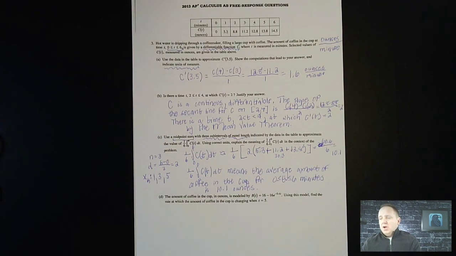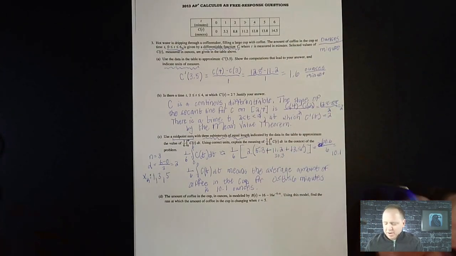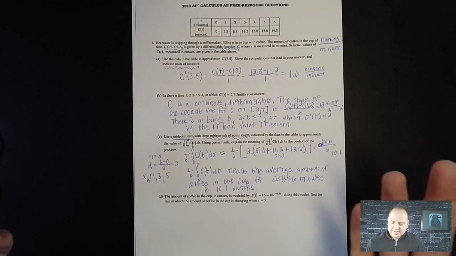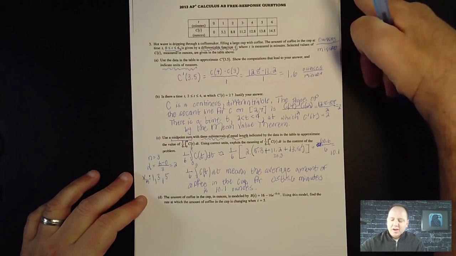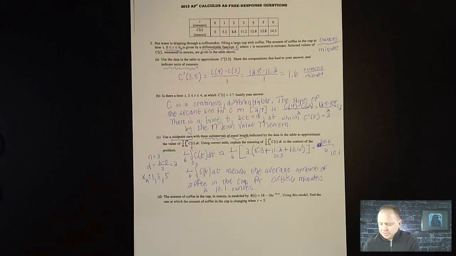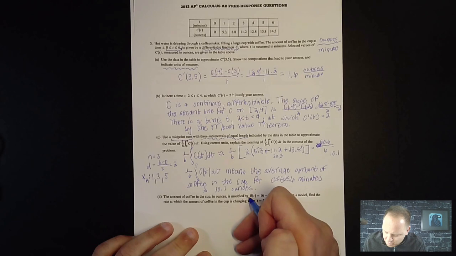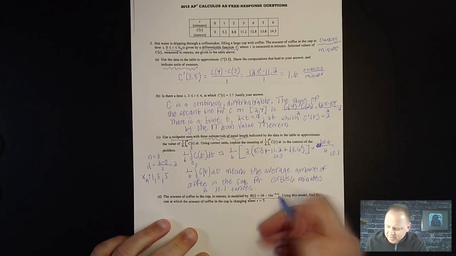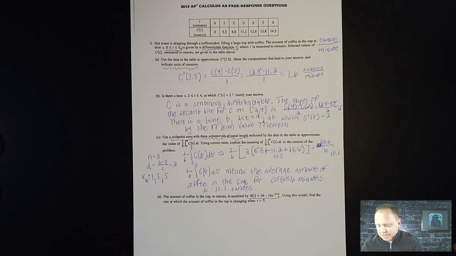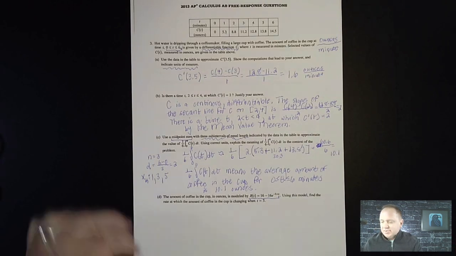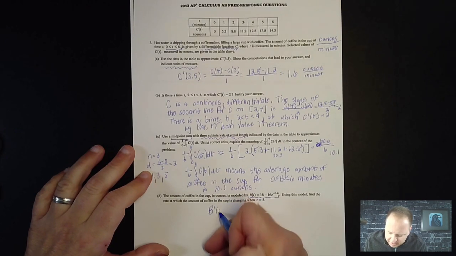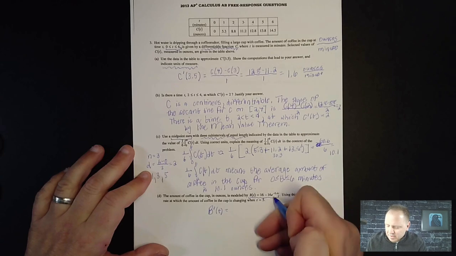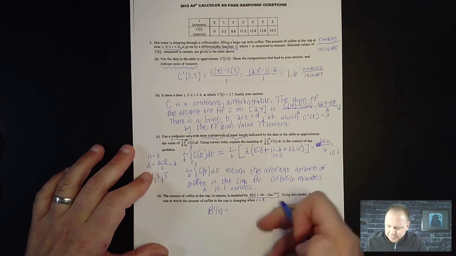Not bad. All right, last one. The amount of coffee in the cup is modeled. So they always love to give you a model. That's the whole point of calculus, right? Get a model from collecting data and then use your calculus to figure some things out. All right, so they're giving me a model for what that table represented, but they're calling it B of t. Using this model, find the rate at which the amount of coffee in the cup is changing at t equal to 5. So they want me to take a derivative. They're testing whether I know how to take a derivative of an exponential, right?